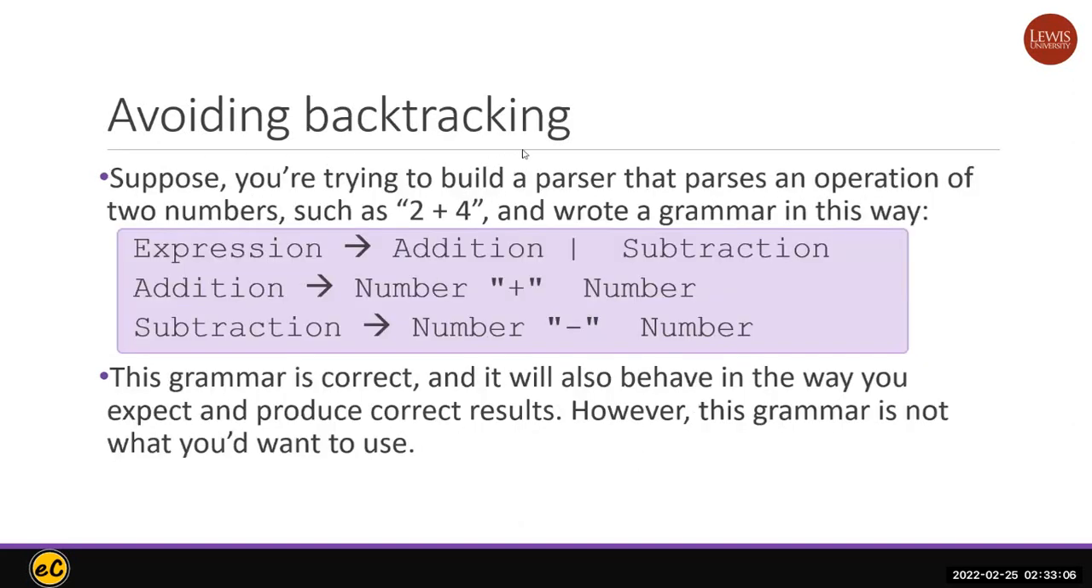So also avoid backtracking. Suppose you try to build a parser that parses an operation of 2 plus 4. We wrote a grammar in this way. So you have the expression is addition or subtraction. And addition is number plus number, okay? And subtraction is a number minus a number, okay? So addition or subtraction. This grammar is correct, and it will behave the way you expect and produce a correct result. However, this grammar is not what you want to use.